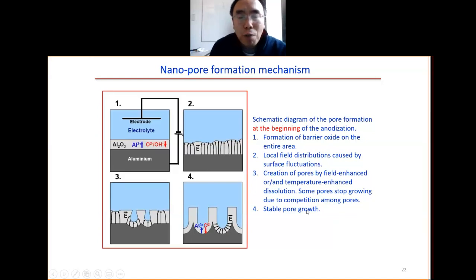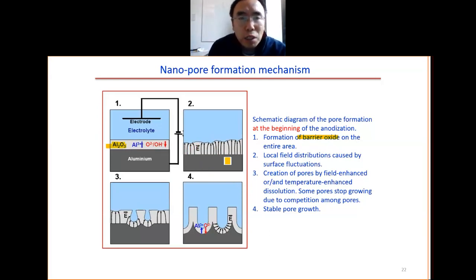So where will the pore be formed? When you start the experiment, at the very beginning, it will first form the barrier oxide, because you put this as the anode. The anode gets oxidized, so you have this oxide formed right away. The aluminum surface will be oxidized right away.